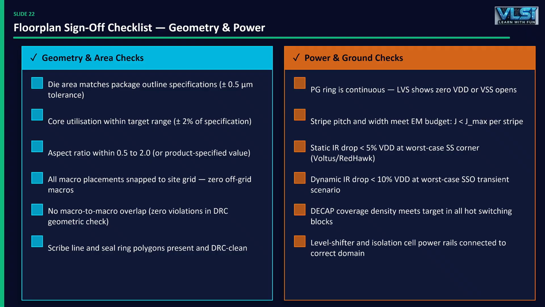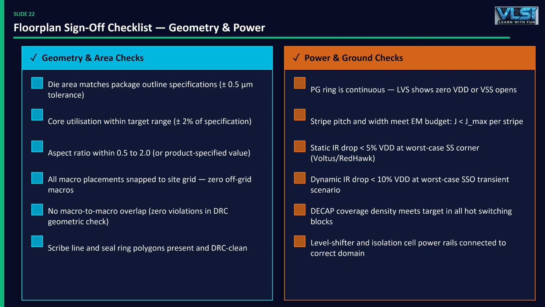Now we move into sign off. This is the final checkpoint before your chip is declared ready. Think of it like final inspection before opening a building. Everything must be perfect. First, geometry. No overlaps. Correct alignment. Correct die size. Then power integrity. Power grid must be continuous. IR drop must be within limits, typically within a few percent.